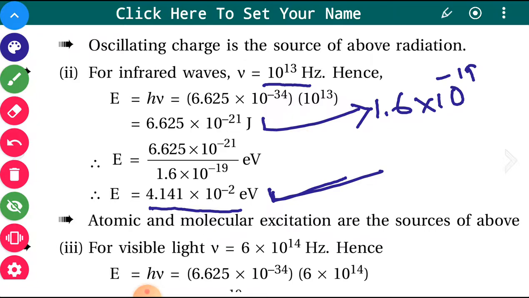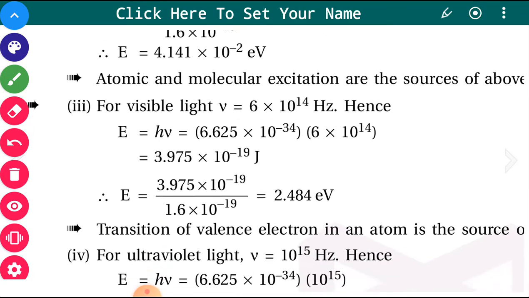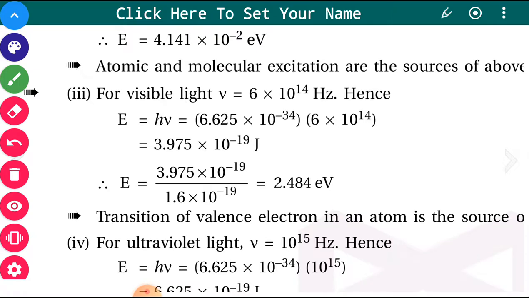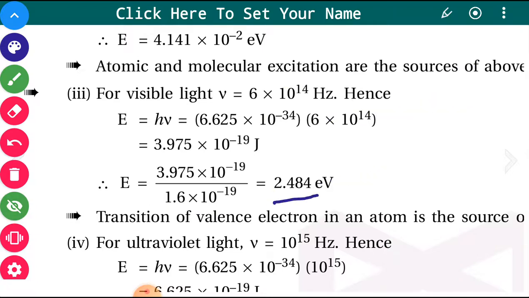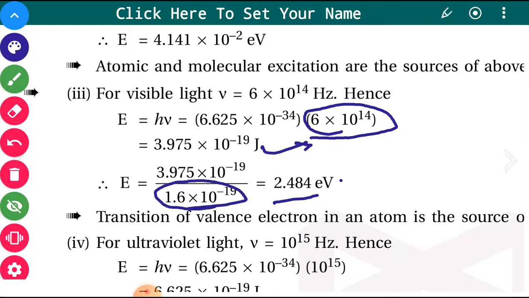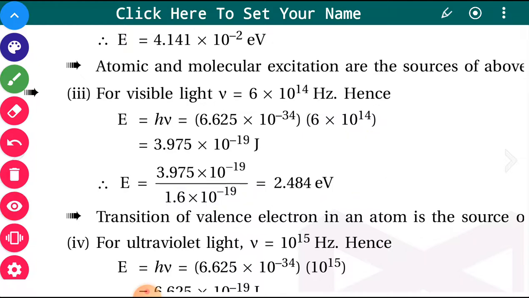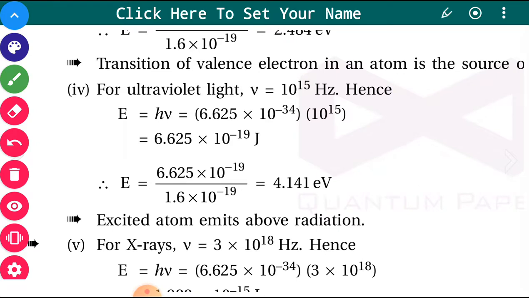For visible light the frequency is about 6 × 10 raised to 14 hertz. So just calculate the energy of a photon of visible light. Same calculation, just the value of nu changes, energy changes. You divide this answer by 1.6 × 10 to the power minus 19 and you get the answer in electron volt. For ultraviolet light you can again calculate this. Its value of nu is given, 10 to the power 15 hertz, you can see in the table also, and energy is obtained.